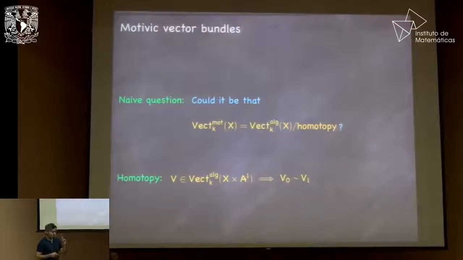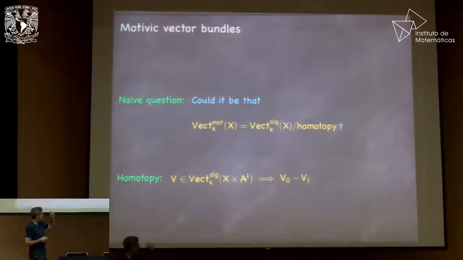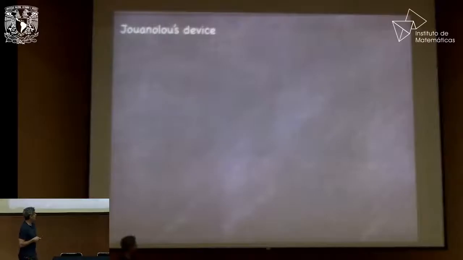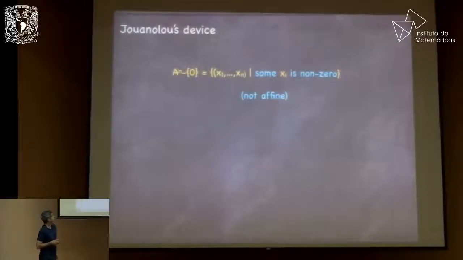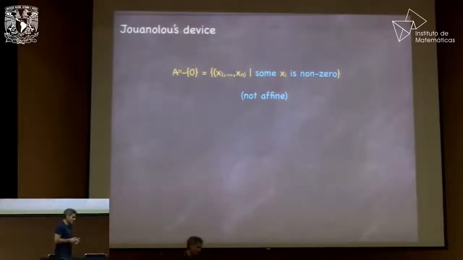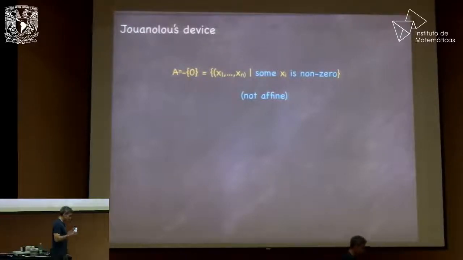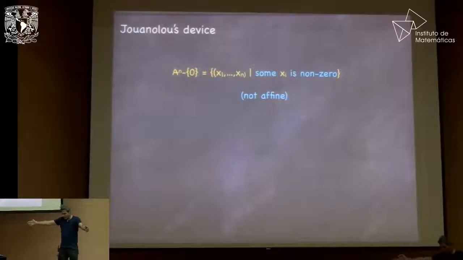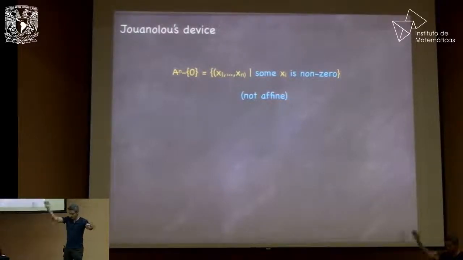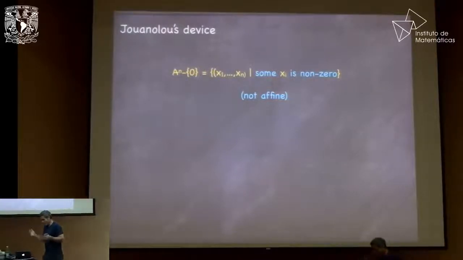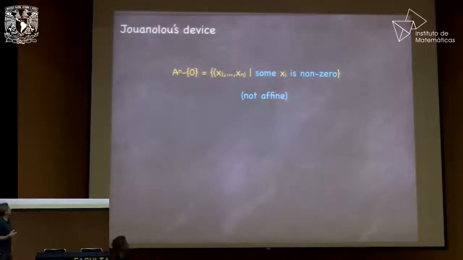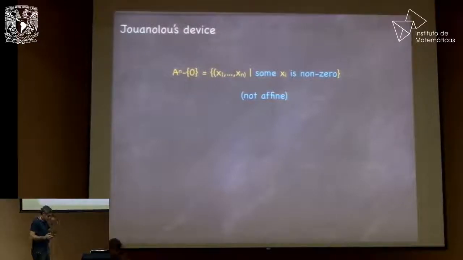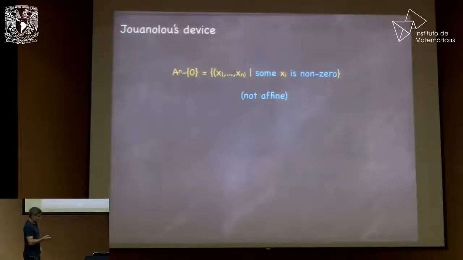So there is nevertheless something you can do. You can locate this construction of motivic vector bundles on projective varieties entirely in terms of algebraic geometry. That's due to this really cool trick called Jouanolou's device. I think the easiest way to explain it is to take an example of something that's not an affine variety: take affine n-space and remove the origin. If n is greater than 1, the origin takes more than one equation to define, so the complement won't be an affine variety.